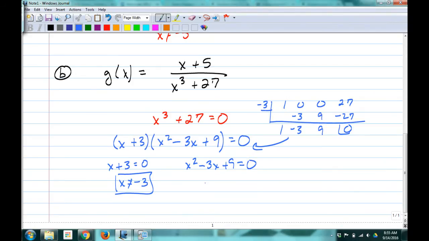So I'm going to try the quadratic formula. 3 plus or minus the square root of 3 squared, which is 9, minus 4 times 9 times 1, which would be 36. So 9 minus 36 underneath there. And then 2 on the bottom. So what do we know about this right now? It's going to be negative. That square root is going to be an i. So is that going to mess up our domain?